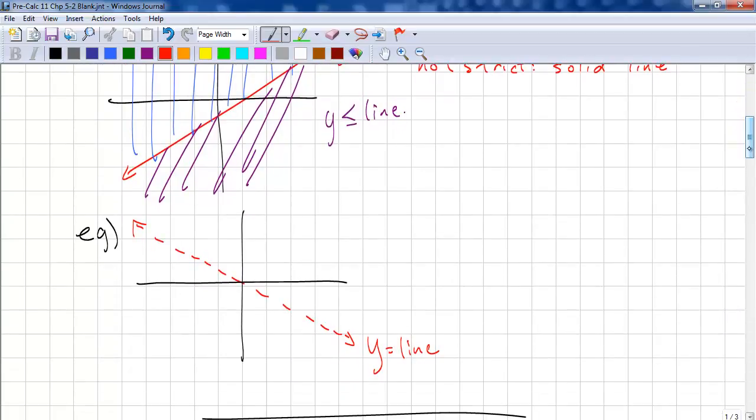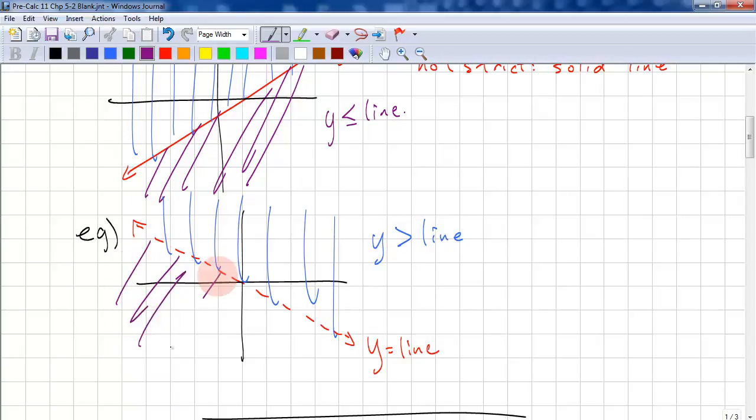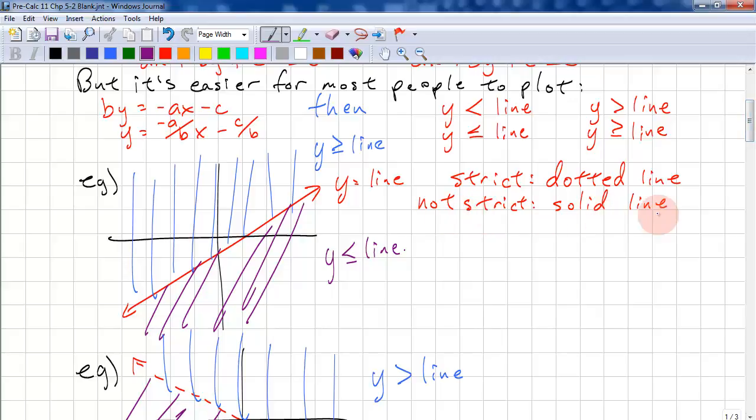Here we have another example. This is a strict condition. It doesn't matter which way that's sloping. If we're drawing above, we have y is greater than the line. And if we're drawing below, this is y is less than the line. And again, dotted is strict, solid is not strict.